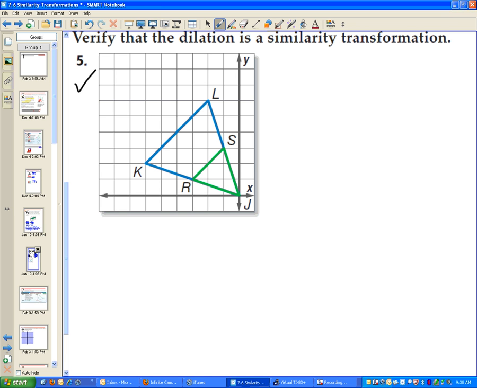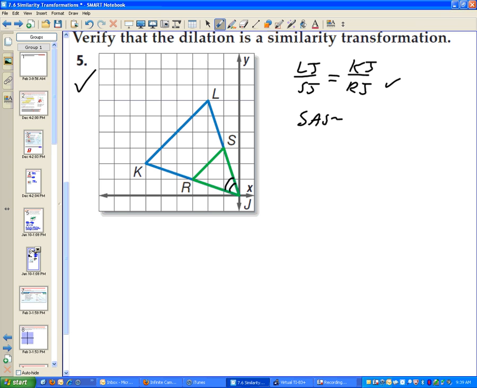Let's talk about the theory of it. Does the theory of it work the same way? We've got angle J congruent to angle J in both of those angles. So then we would need to show that LJ and SJ make a ratio that's equal to KJ and RJ. So we'll do that. Side angle side. Okay? I'll save you a little work there. And me too.